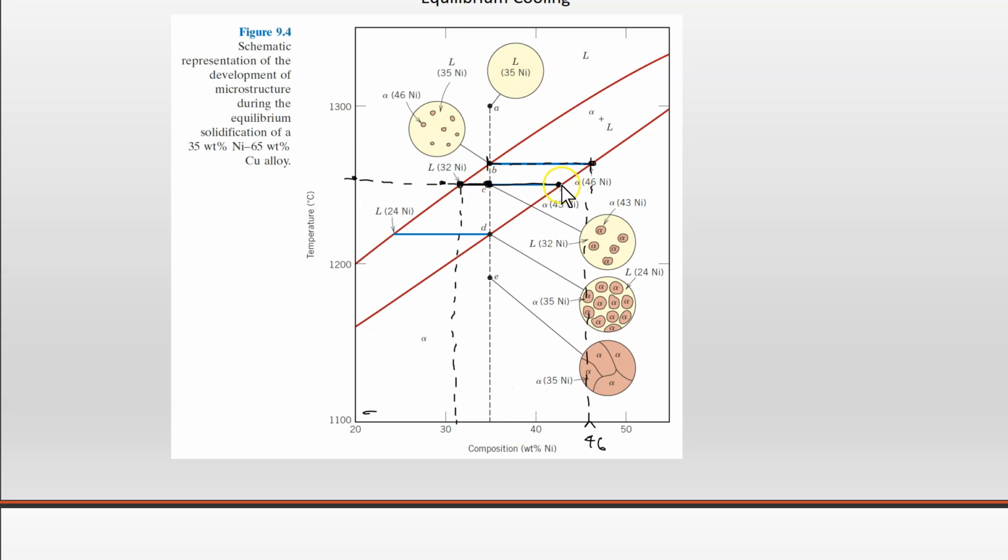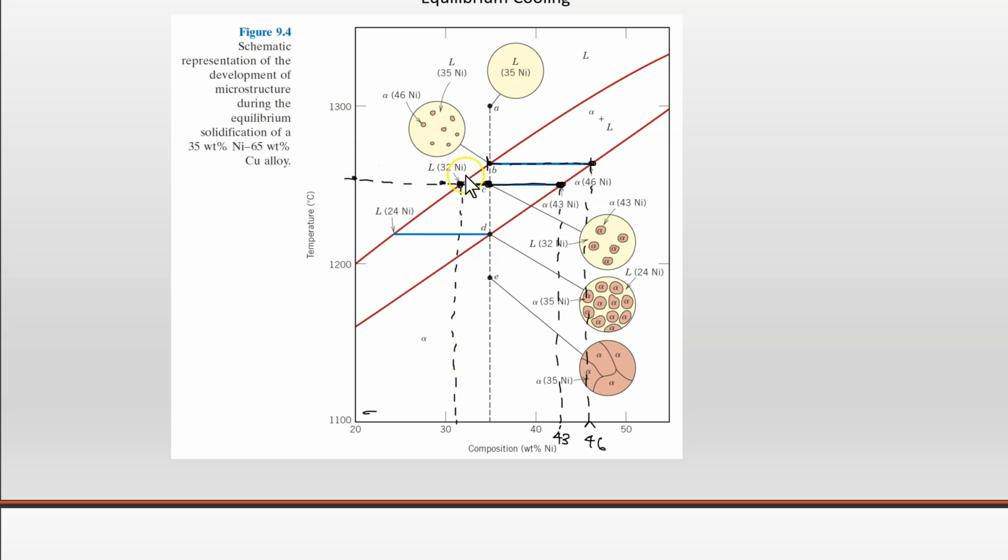Similarly, the intersection of the tie line with the next adjacent phase boundary on the right will be the composition of alpha that is in equilibrium with the liquid. And once again, if we drop a vertical down from that point, we can read off the composition of the solid from the x-axis.